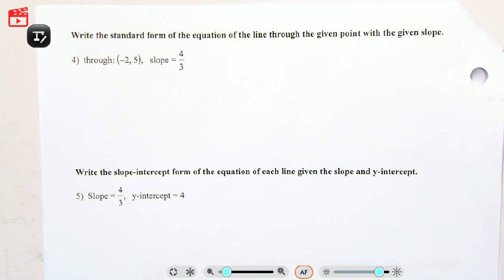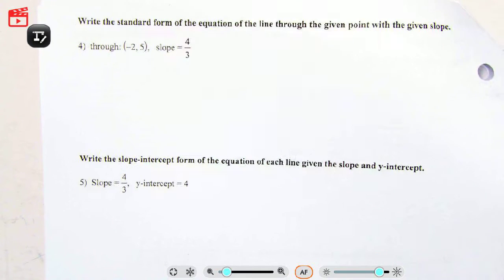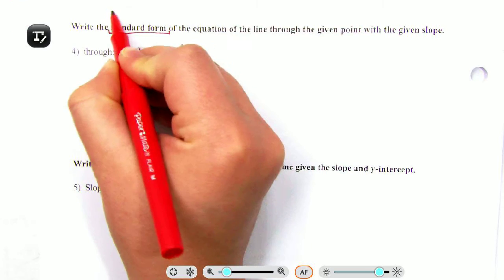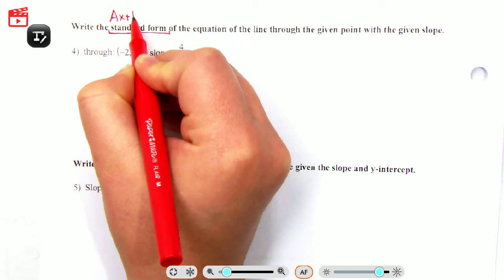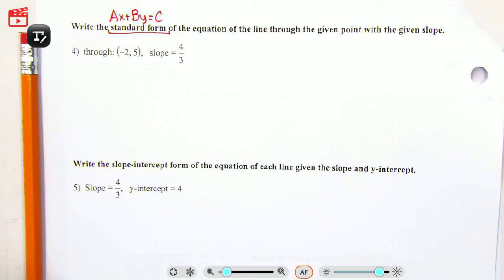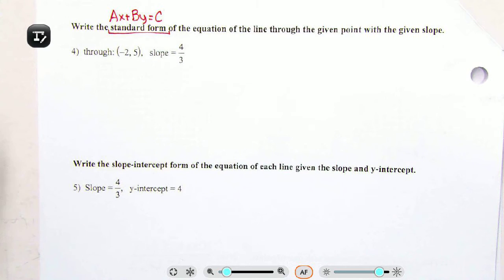All right, beautiful people, we are on page 2, number 4. Write the standard form, again, we have that standard form, ax plus by equals c, of the equation of the line through the given point with the given slope. Okay, that's a lot. So what we need to do, we can do this multiple ways. We know what the slope is, and we know what the point is.